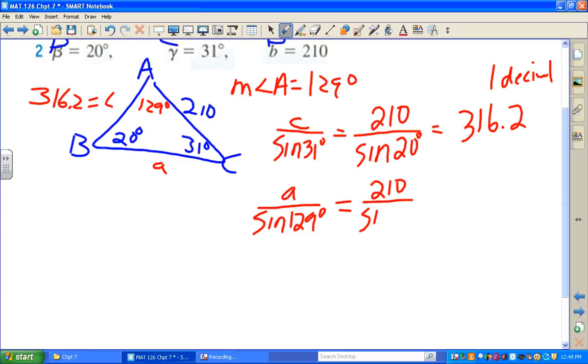Let's see how many people remember to just go back to second entry and change their last one to sine of 129 times 210 divided by the sine of 20. Nobody remember to do that? Oh, we can. And what do you get? 477.0.2.